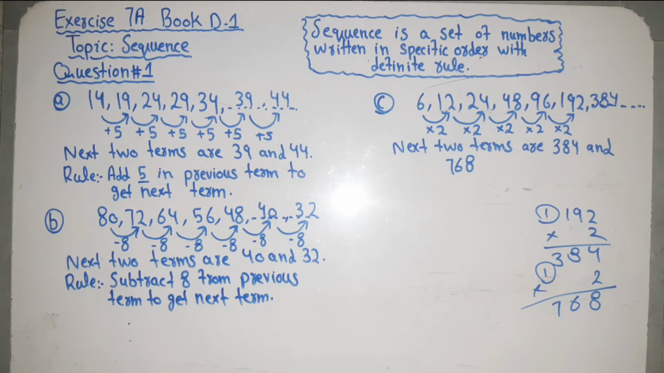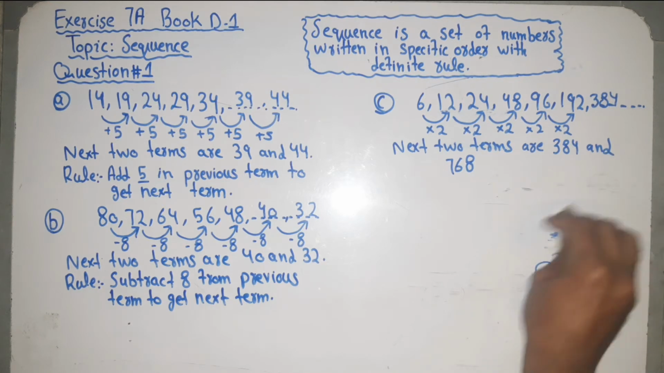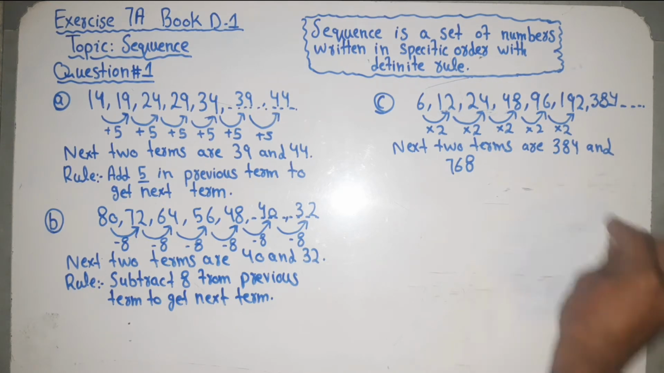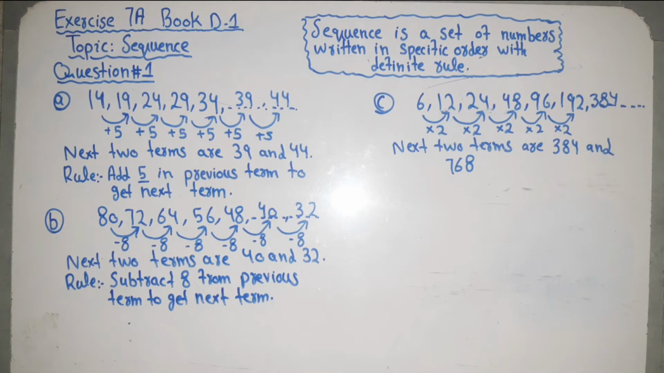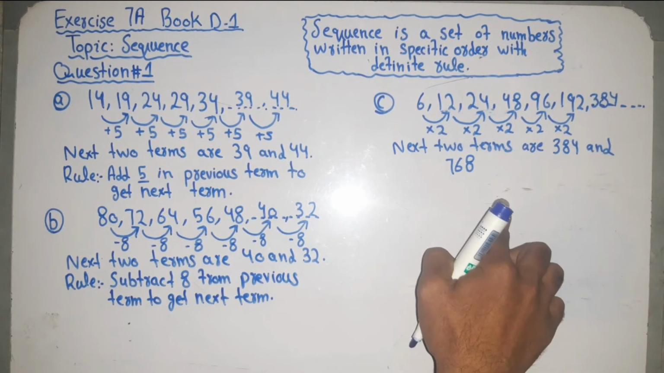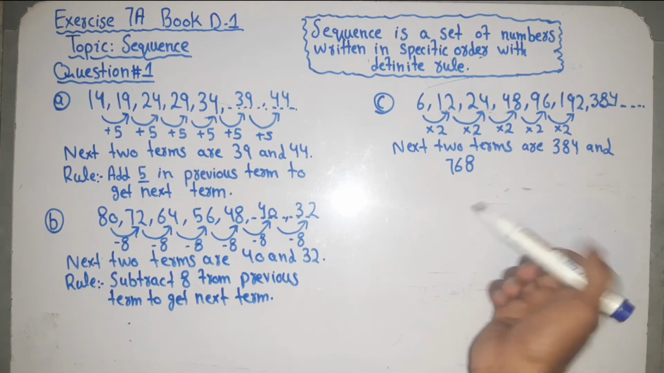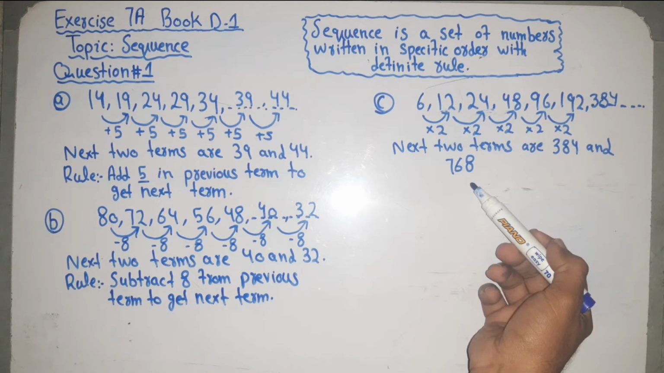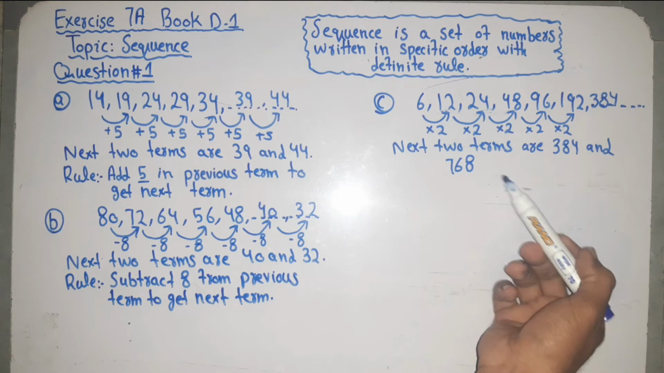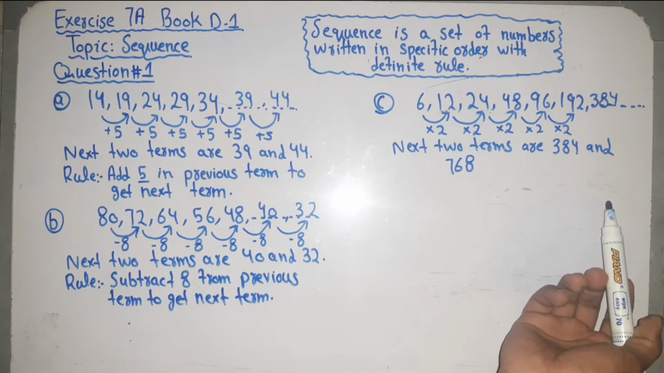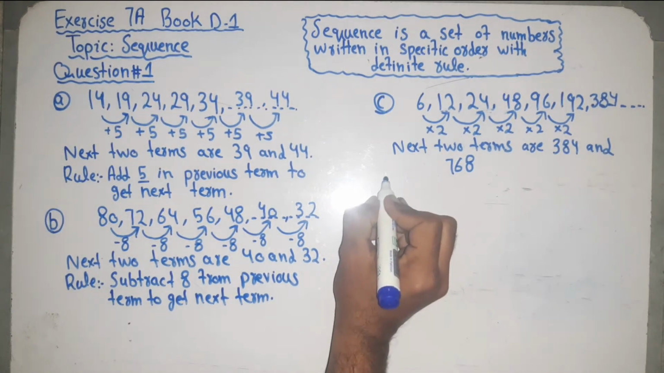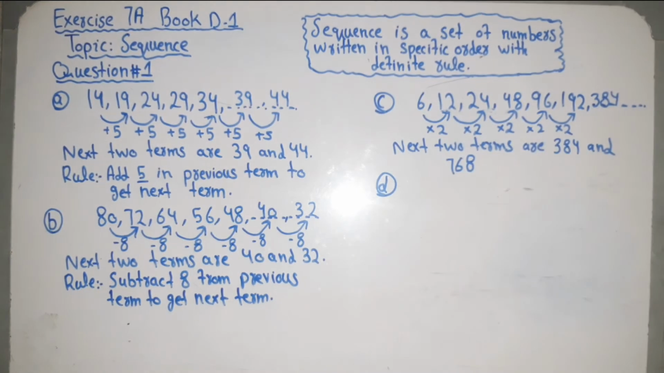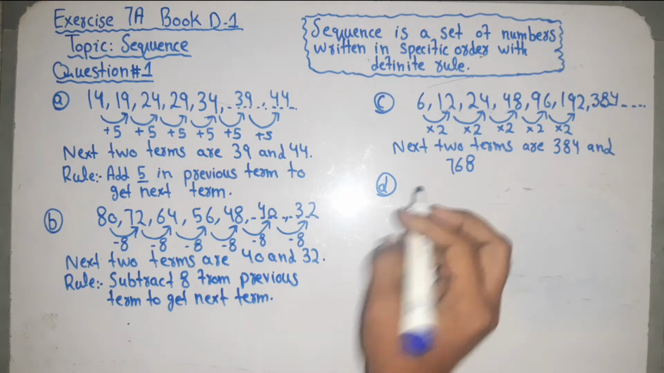So what is the rule for this sequence? We have to multiply the previous term with 2 to get the next term. I'm telling you the rule, but I will not write it over here. So multiply the previous term with 2 to get the next term. This is the rule of this sequence. You can write it. Okay, if you do not understand, pause the video and listen again, and it will become clear. So in part D we have a sequence that is 1600, 800, 400, 200 and 100.